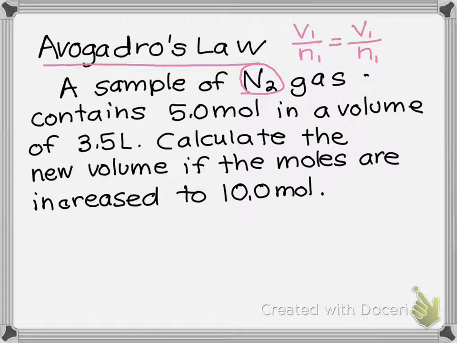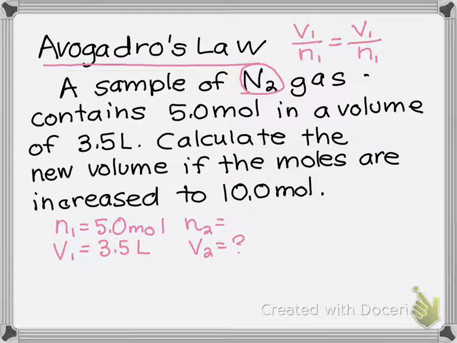of gases. Gases have so much space and are so far apart that they mix uniformly when they're in a container. So the nitrogen gas has 5 moles, so n1 equals 5 moles in a volume of 3.5 liters. Calculate the new volume, that's what we don't know, if the moles are increased to 10 moles. Now, Avogadro's Law, how it's set up mathematically, this is directly proportional, which means that volume and the number of moles will change in the same direction.